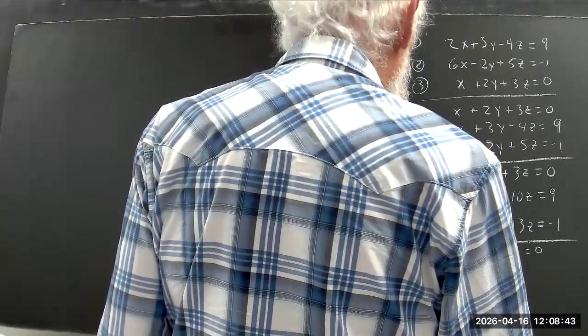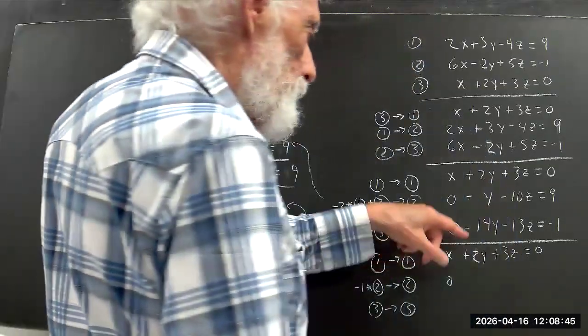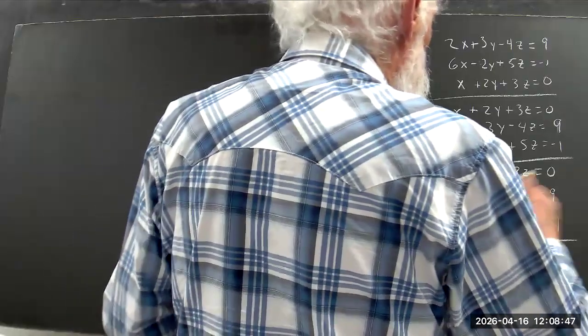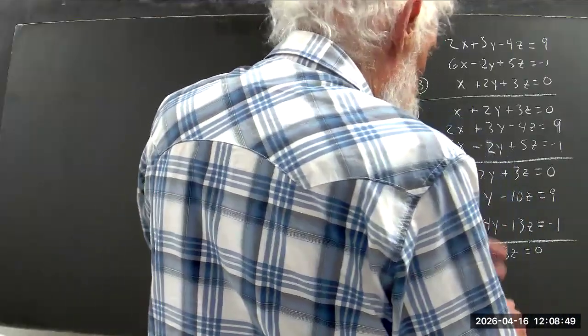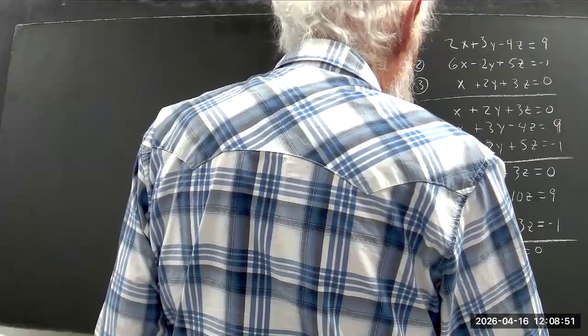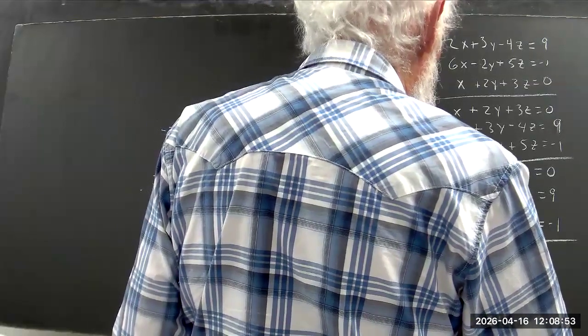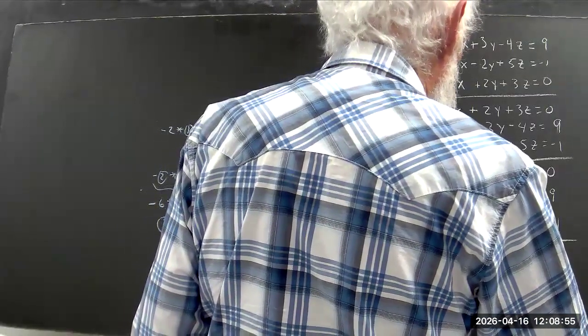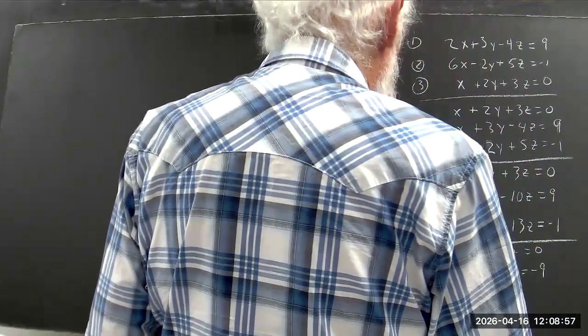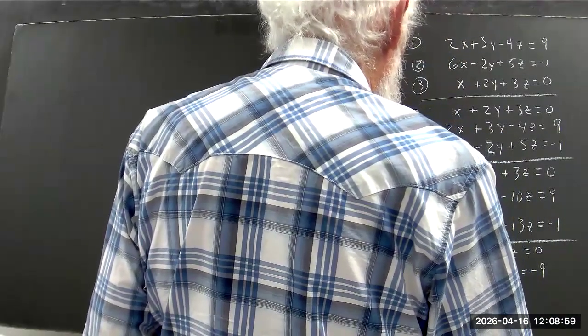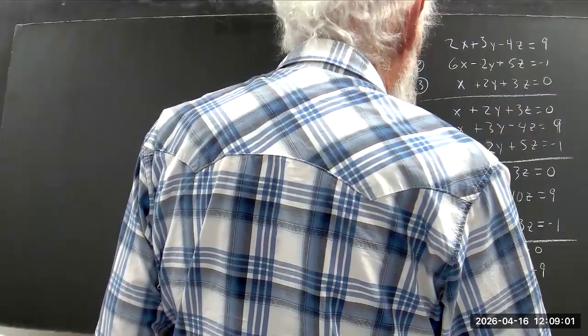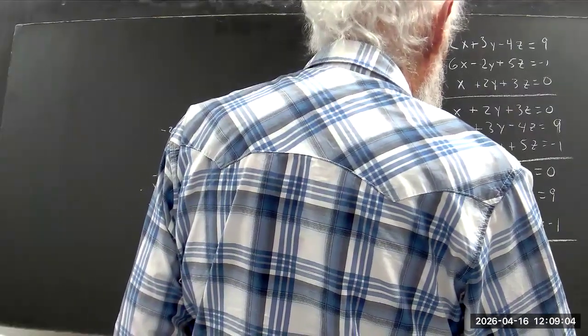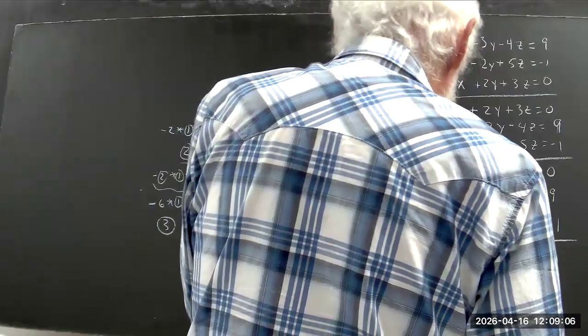And that's going to be 0. I'm multiplying everything by negative 1, so all my negatives become positive, and all my positives become negative. I get 0 plus y plus 10z equals negative 9. And my third equation stays 0 minus 14y minus 13z equals negative 1.